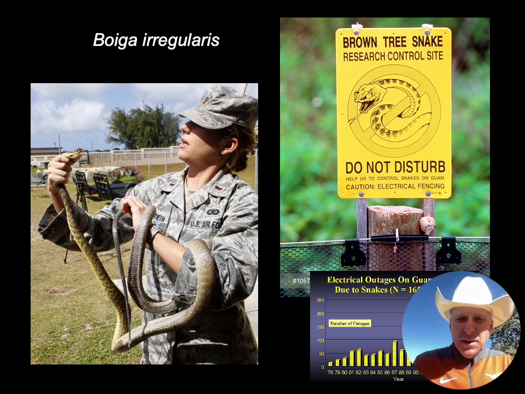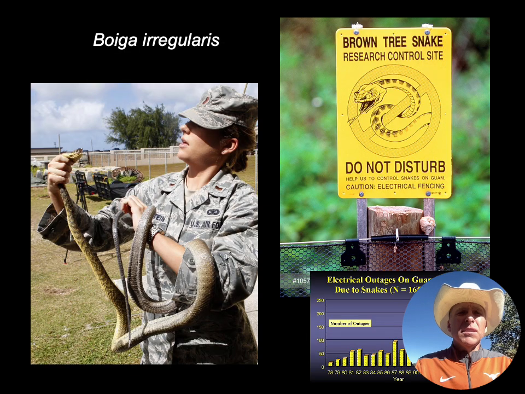Brown tree snakes aren't the only exotic species on Guam. There's something like a half dozen frog species. There's at least three lizards, including Anolis carolinensis. There's another snake, a blind snake. But this is one that has been an ongoing issue.